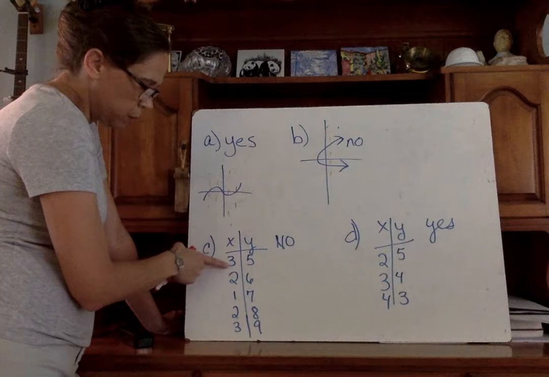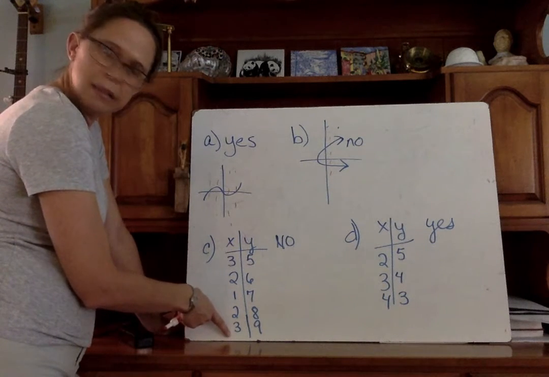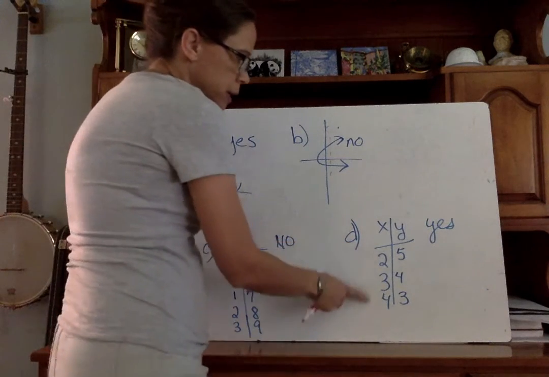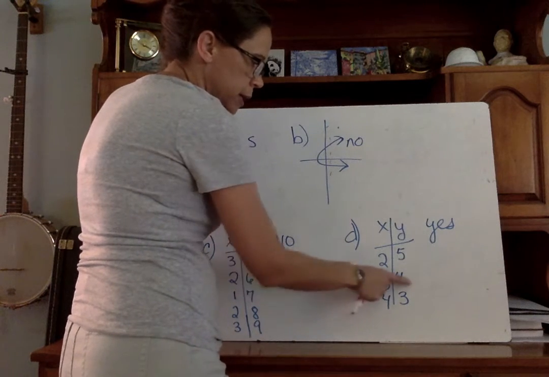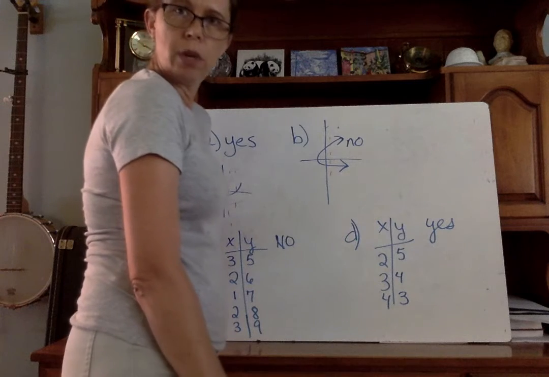Same thing with 3. When I inputted 3, I got a 5. But down here, when I inputted 3, I get a 9. Nope. Not a function. Down here, input is 2, I get output of 5. Input 3, I get 4. Input 4, I get 3. This one is a function.